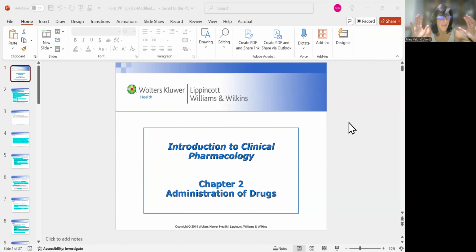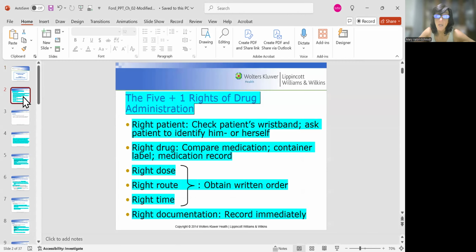Okay, guys, here's the next part of our introduction to clinical pharm, and this is the administration of drugs. First thing that you have to know, the 5 rights of drug administration. Right patient. Make sure that you've got the right patient. Check their wristband. Ask the patient for their name and date of birth or their phone number.